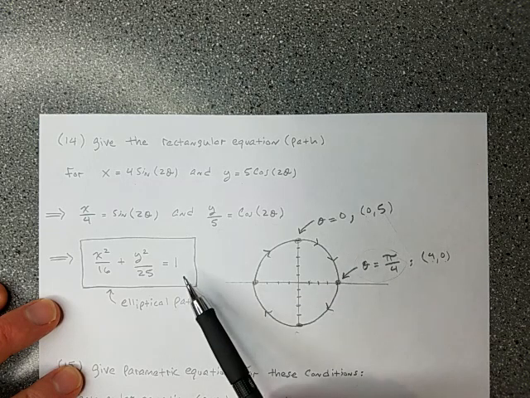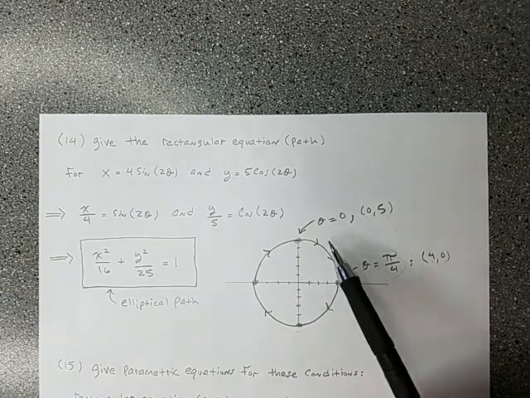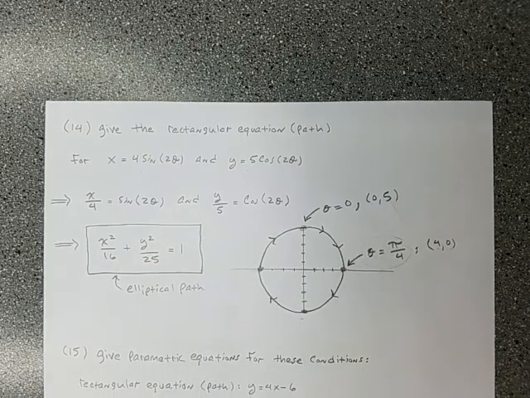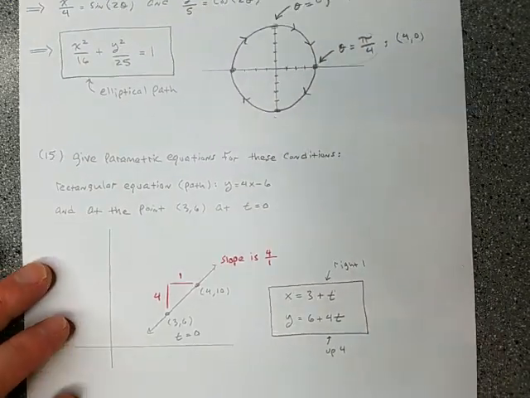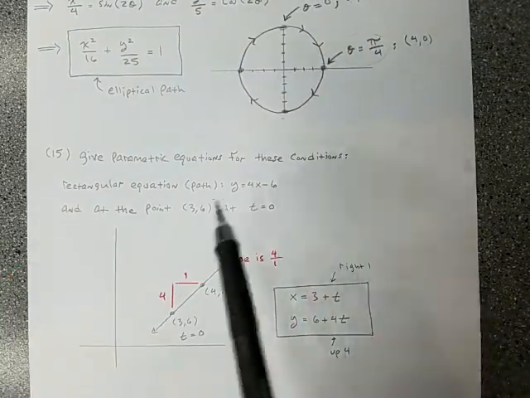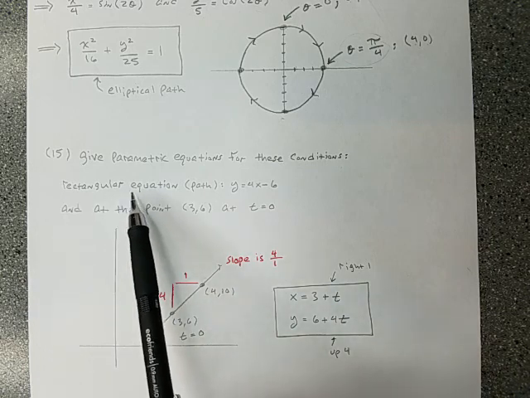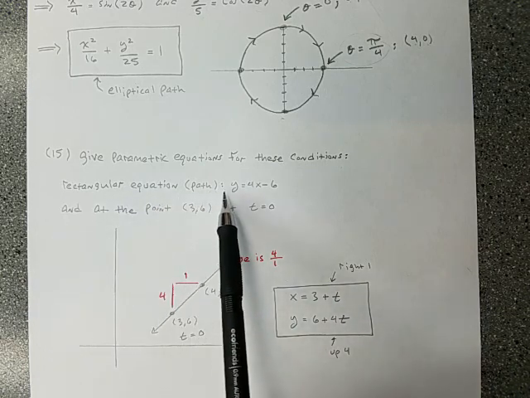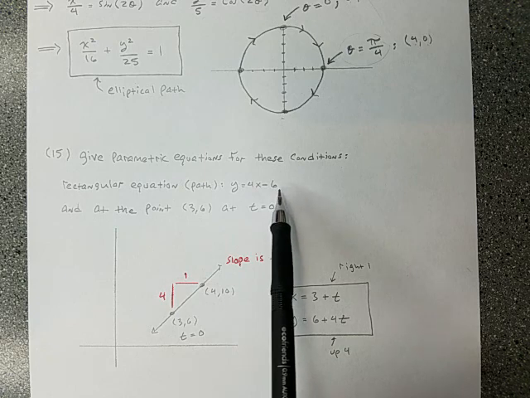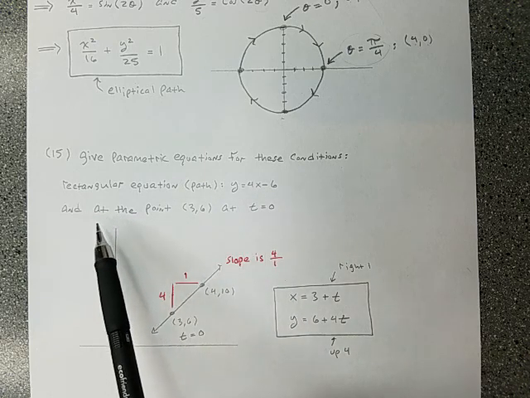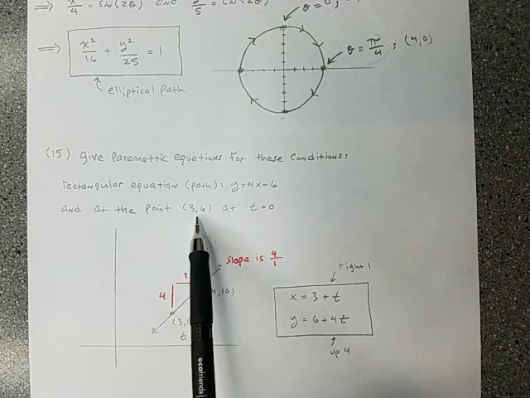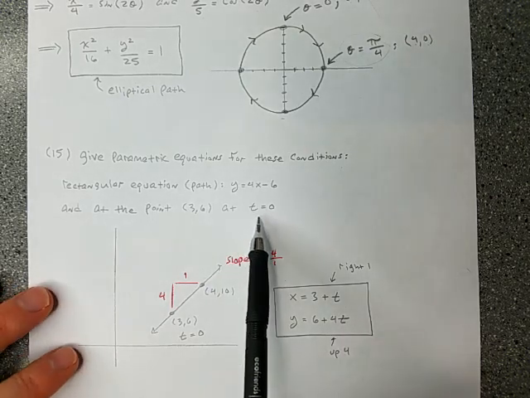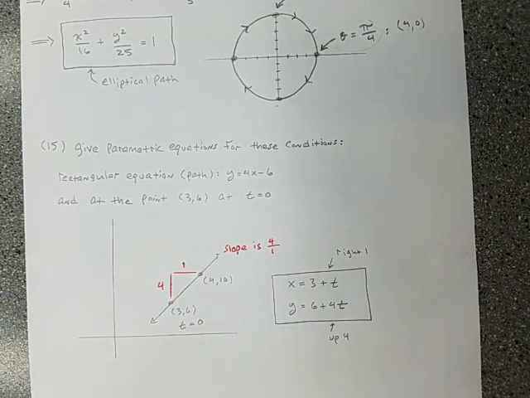So there's the equation, the path, and the graph with the direction. Okay. 15. Give parametric equations for these conditions. The rectangular equation, or the path, is the line y is 4x minus 6. And we insist that you be at the point 3 for x, 6 for y at the time t is equal to 0.